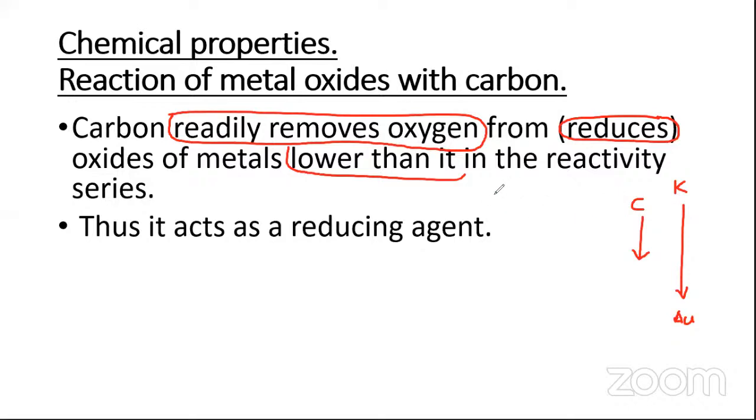Like how we normally define reduction, we can define reduction in three different ways. One, it is the removal of oxygen from a substance or a compound, or we can define it as the addition of hydrogen to a compound or a substance, or we can define reduction as the gaining of electrons. So those are the three ways that we can define reduction. So once again, it depends on which reducing agent you're using. If it contains hydrogen, then it is able to add it to the compound.